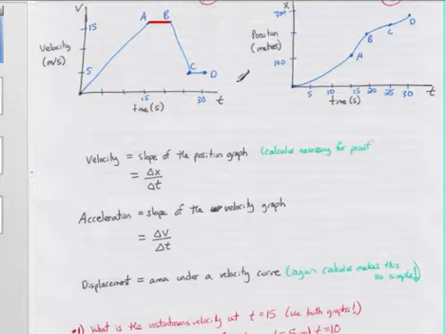Where's the velocity constant? Well, it's constant also between 15 and 20 seconds, but it's also constant between 25 and 30 seconds. And you'd have to see a straight line, so really this should be straight. And really this should be straight too, shouldn't it? Okay.